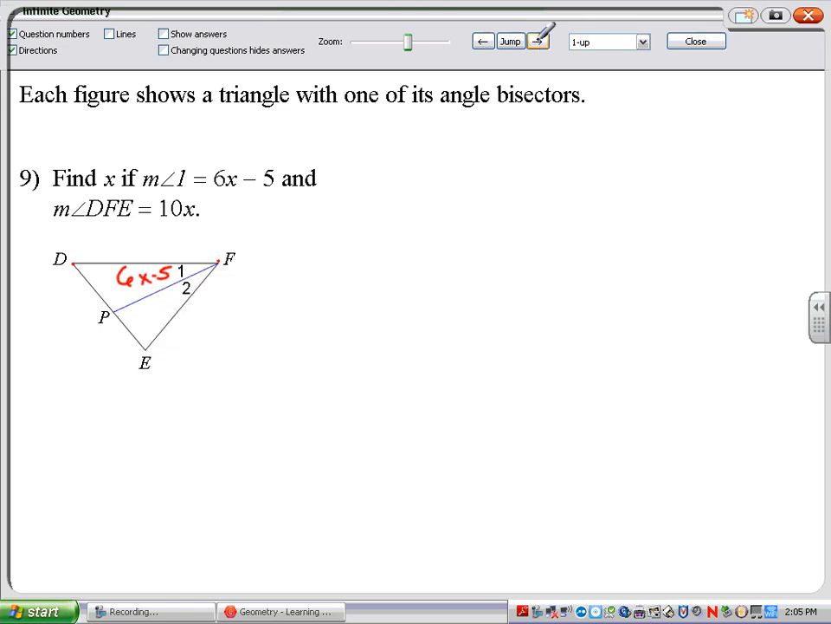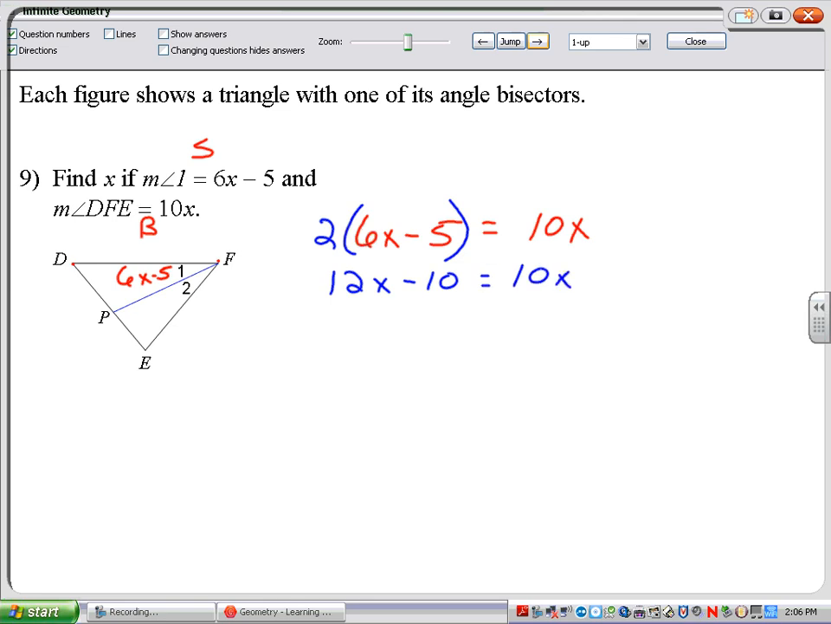So this is a small angle, and this is a big angle. So I cannot put this. 6x minus 5 does not equal 10x because 6x minus 5 is the smaller angle. 10x is the big angle. To make it right, I have to double the smaller angle. So I would double the 6x minus 5, which by the distributive property is 12x minus 10, equals 10x.